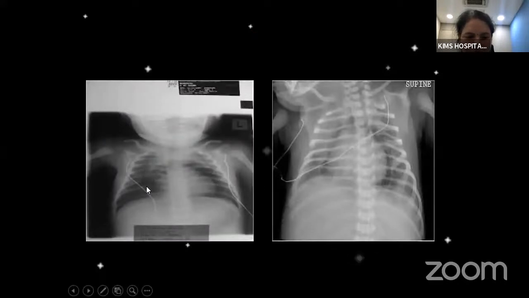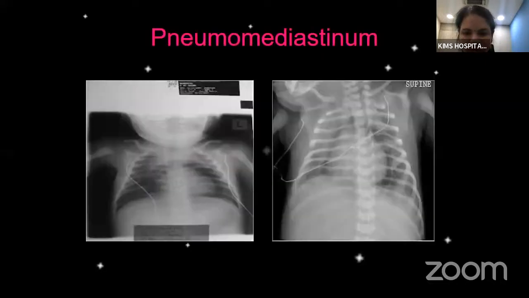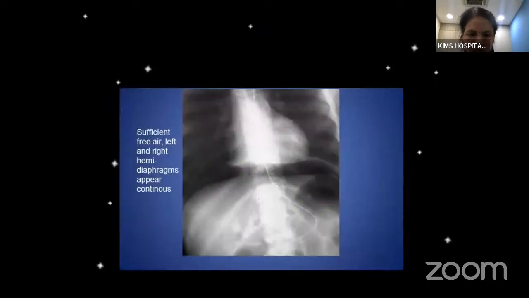So we may also be able to see the continuous diaphragm sign in some cases of pneumomediastinum because of the air underlying the lower part of the mediastinum. We may be able to see a picture as if the diaphragm is seen continuously. So this is called the continuous diaphragm sign. These are also examples of pneumomediastinum in both these images.